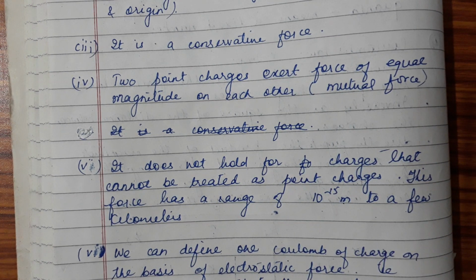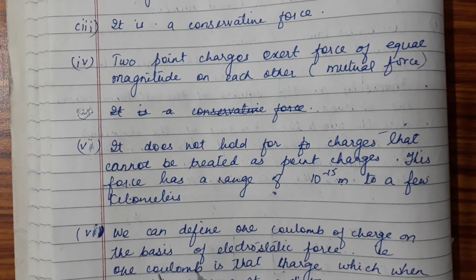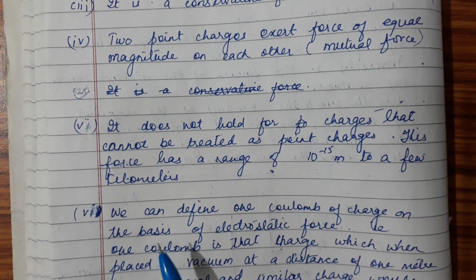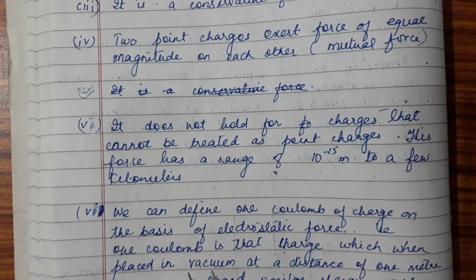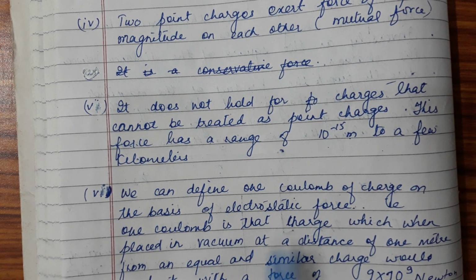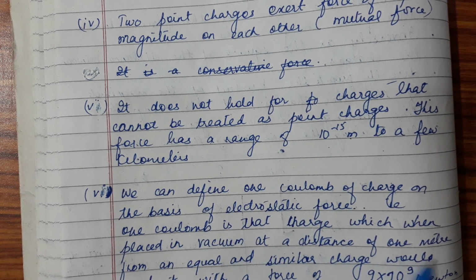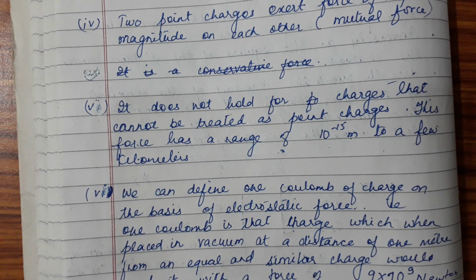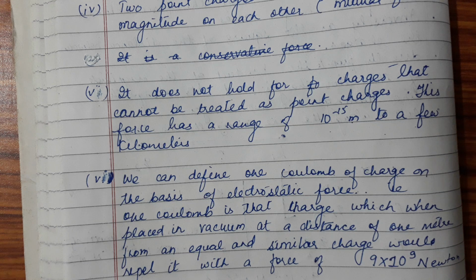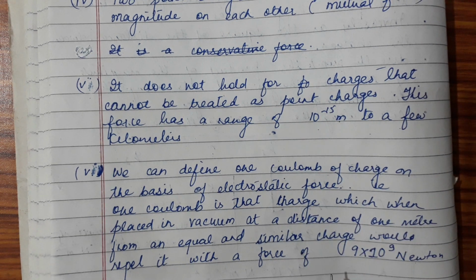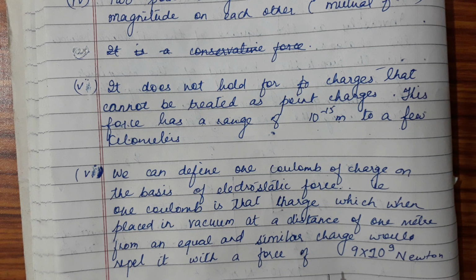Next property is, we can define 1 coulomb of charge on the basis of electrostatic force. That is, 1 coulomb is that charge which, when placed in vacuum at a distance of 1 meter from an equal and similar charge, would repel it with a force of 9 × 10^9 Newton.